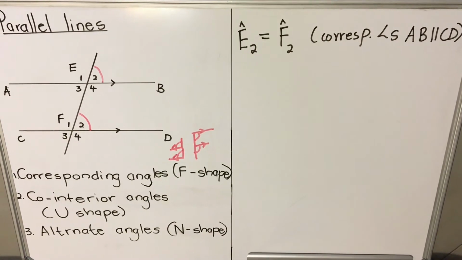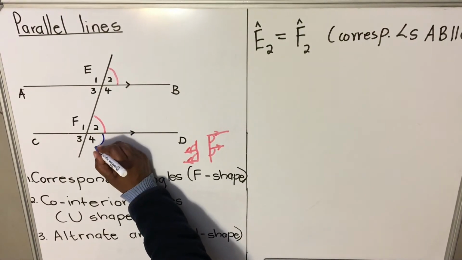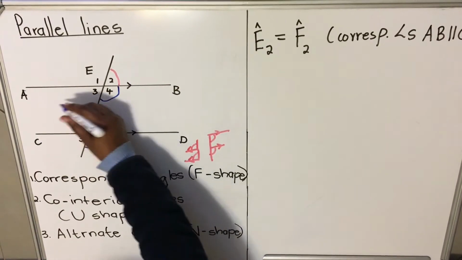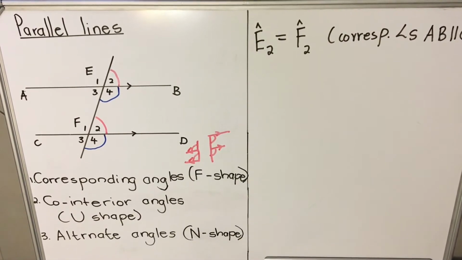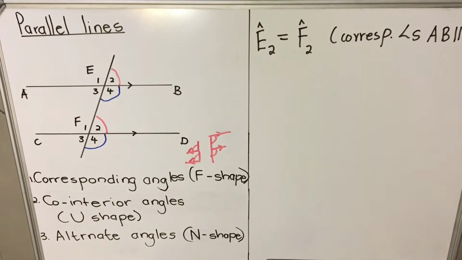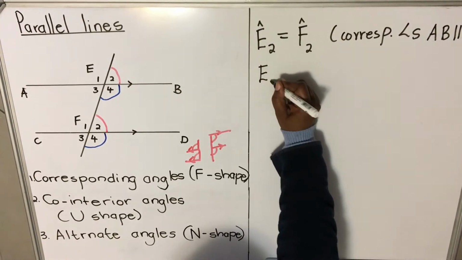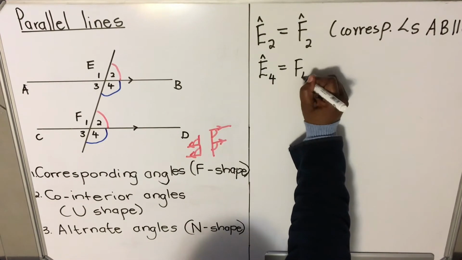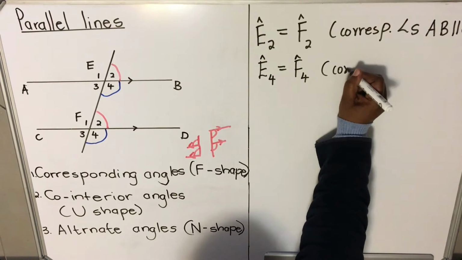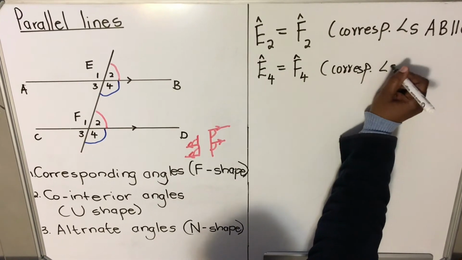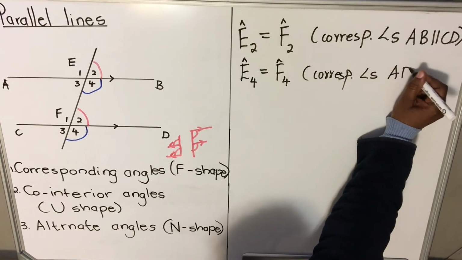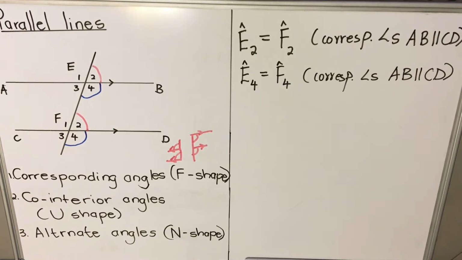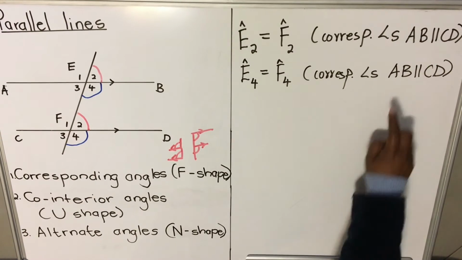Let's find another set of parallel lines. Now when you look here, you have that angle equal to that one because these lines are parallel. So when I write, I'm going to write F4, or you can start with E4, it doesn't make a difference. E4 is equal to F4, and your reason will be corresponding angles. You have to add that line AB is parallel to CD. If you don't add which lines are parallel, you lose the mark for the reason.